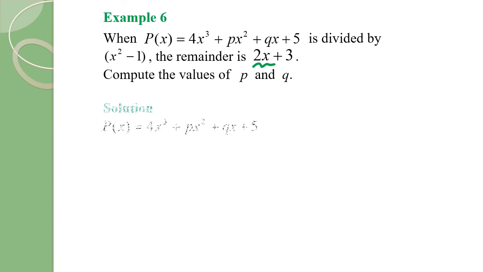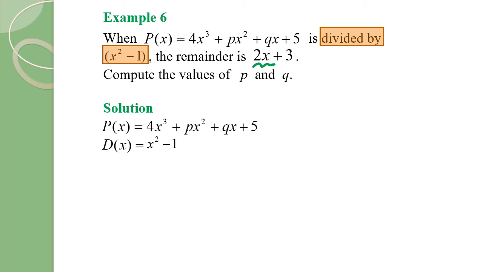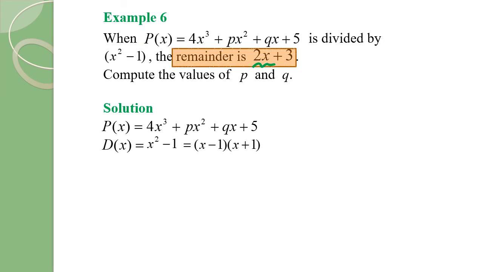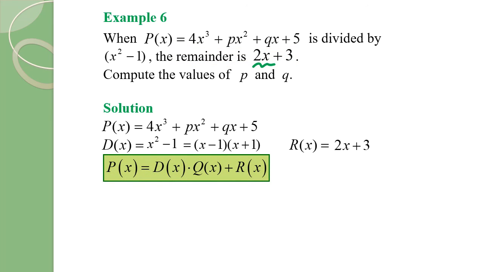So by using the remainder theorem, we have x squared minus 1, which is the divisor, in the form of x minus 1, x plus 1. Okay? Now the remainder is equal to 2x plus 3, which means that R(x) equals 2x plus 3. So by using the polynomial equation, we have P(x) equal to (x minus 1)(x plus 1)Q(x) plus the remainder 2x plus 3.